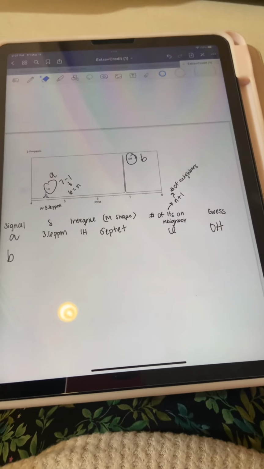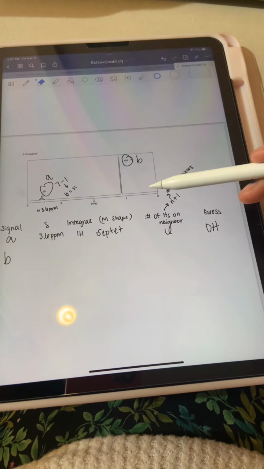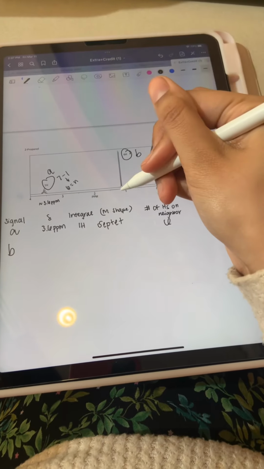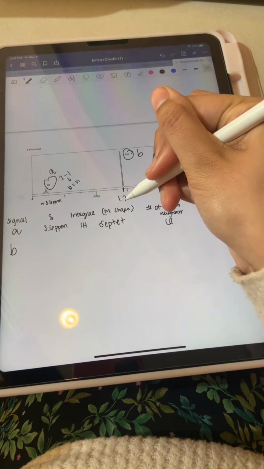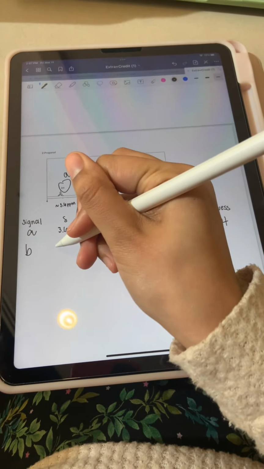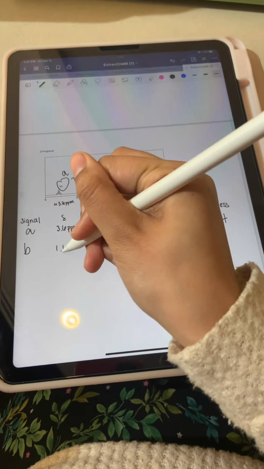Okay, and so now we're going to do the same thing but with our B signal. So around here we're going to say that this is like a 1.2 or a 1.1 ppm. We're going to write that down over here. And then again, the integral is always going to be given, so here it's going to be 6H. And then I don't know if I mentioned it or not, but the integral is going to tell you the number of hydrogens the signal is going to be bound to. Because this has 2 spikes, this is going to be considered a doublet.